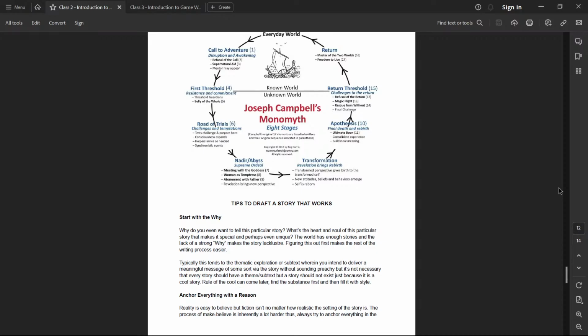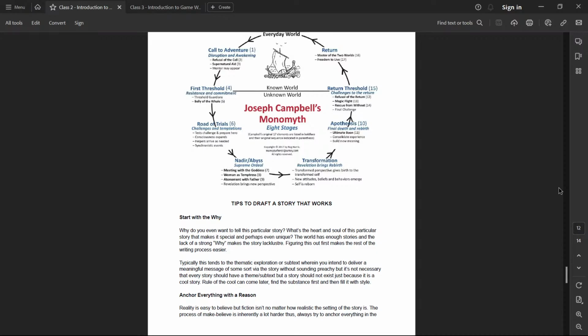Yeah. So first thing is, why do you even want to tell this particular story? What's the heart and soul of this particular story that makes it special or even unique? So basically, there's a lot of stories in the world, and most of them don't have a very strong why. That just makes the story very lackluster, reduces the entire gameplay at the end, and it doesn't make it engaging at all.